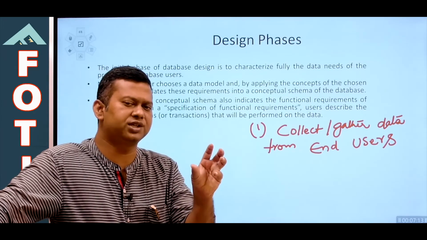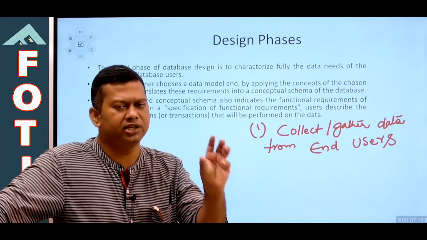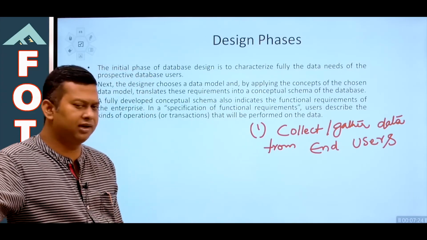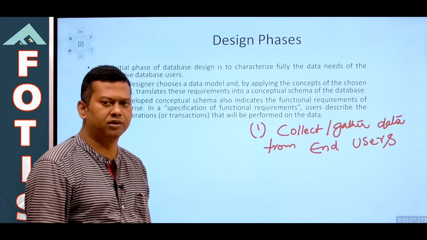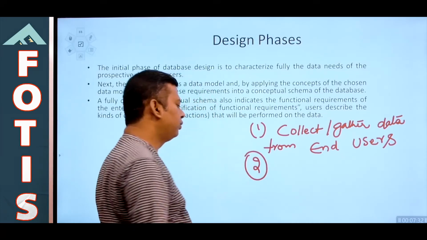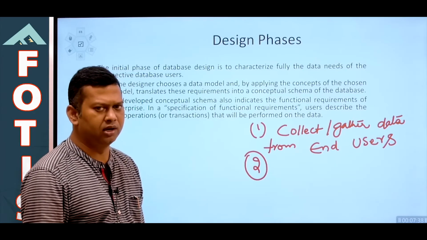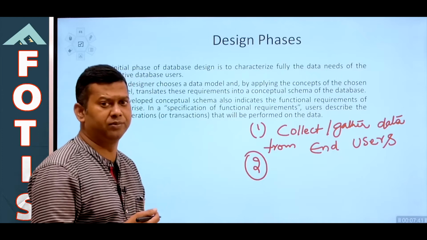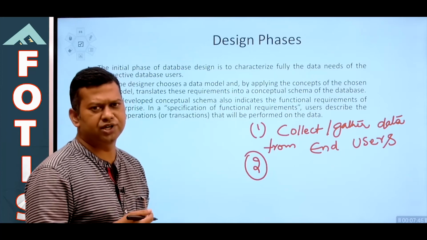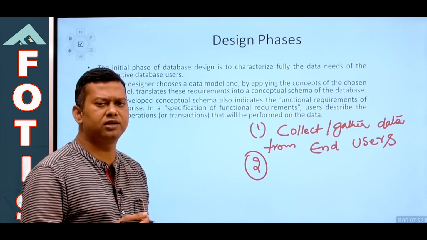So all those things, whatever data is involved in any enterprise or in any organization, that complete information about the data will be collected as part of step 1. In step 2, I will choose an appropriate data model. Data models we have discussed in unit 1. We have the entity relationship model, object based models, semi-structured models, and the relational model, right? So the widely used one is the ER model, entity relationship model.